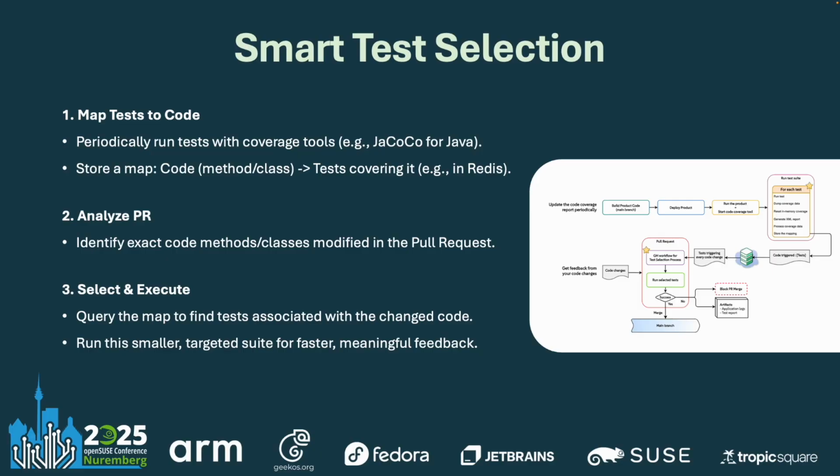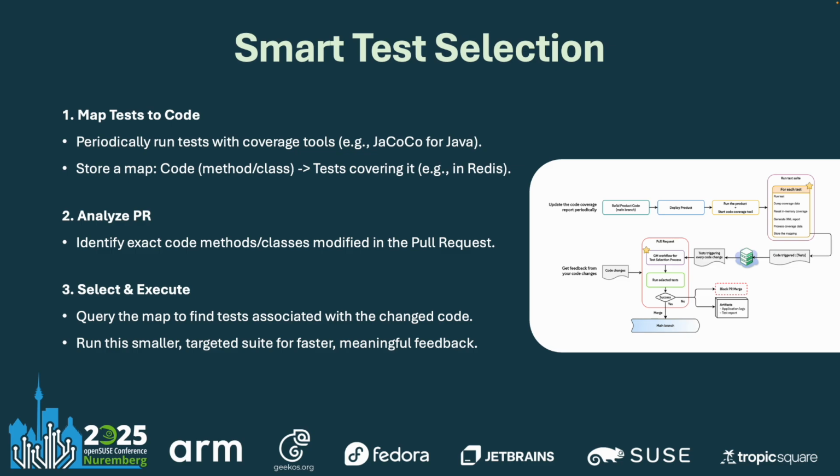We use the information from the pull request to search our code coverage map. This tells us exactly which tests are connected to the changed code, and only this small specific group of tests is then run to check the pull request.